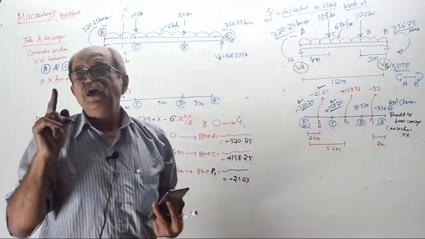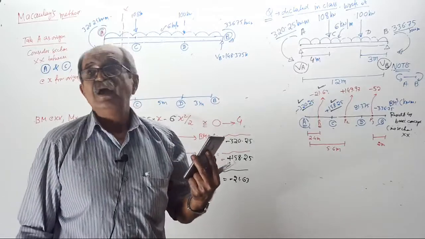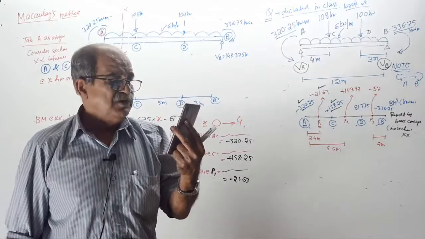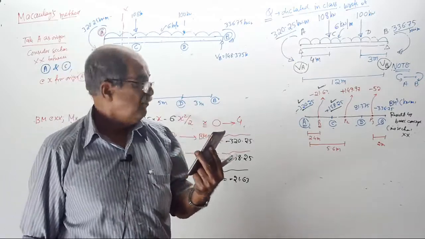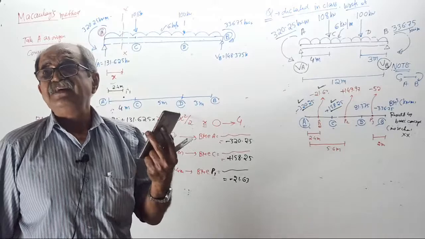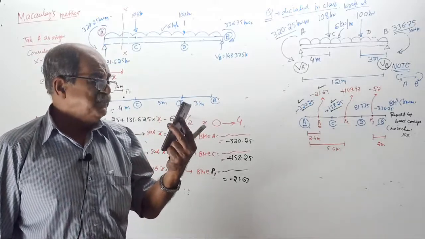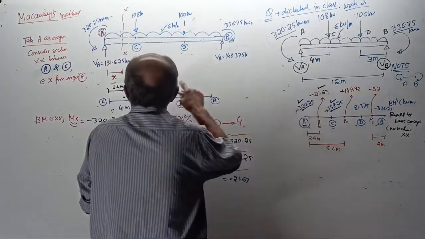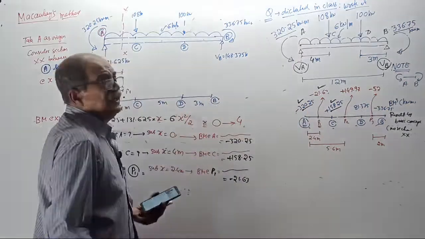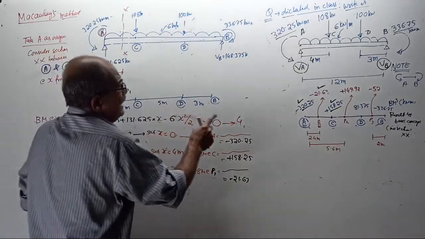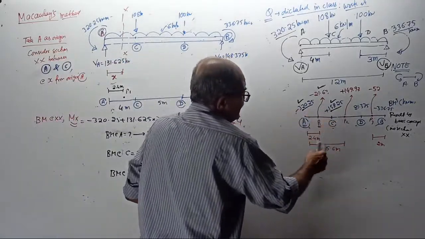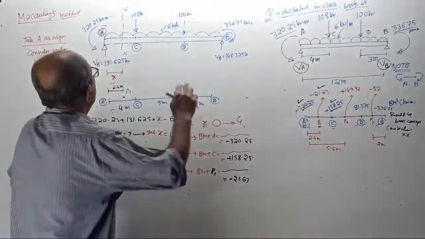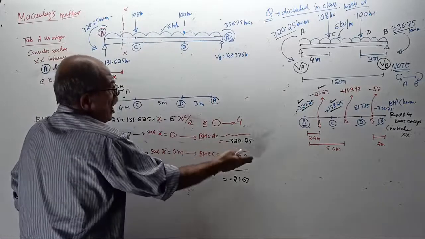Okay. Tell me, fully clear or not? The limitation is x should be from 0. Now, in this equation, can I put x equal to 9 meter? Can I find bending moment at P2 at x equal to 5.6 meter? Can I do it? No, because at that time, it will give wrong answer.